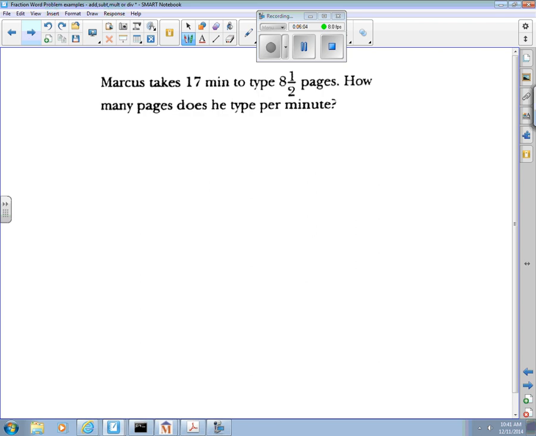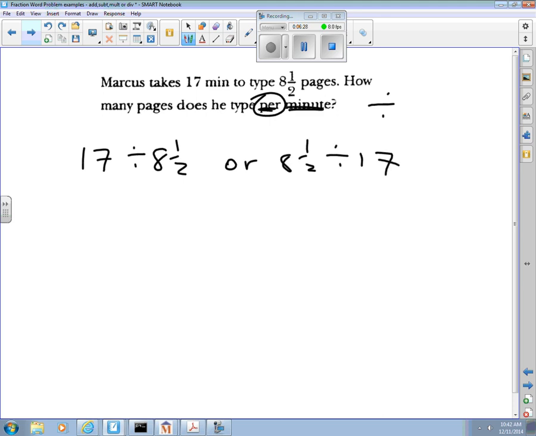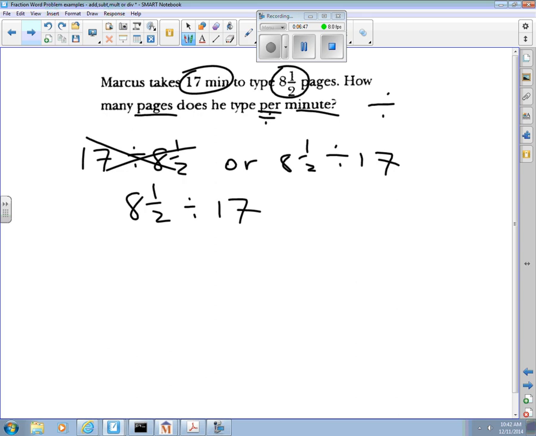This one's interesting. There's a nice little keyword that a lot of people aren't familiar with. Marcus takes 17 minutes to type 8.5 pages. How many pages does he type per minute? The word per is telling me that it's a divide question. And it's even telling me how to do the divide. If you're wondering whether it's 17 divided by 8.5, or 8.5 divided by 17, the word after the per tells me what goes after the divide. It's pages per minute. So I know I put the 8.5 divided by the number of minutes. So it's 8.5 divided by 17, not the other way around.